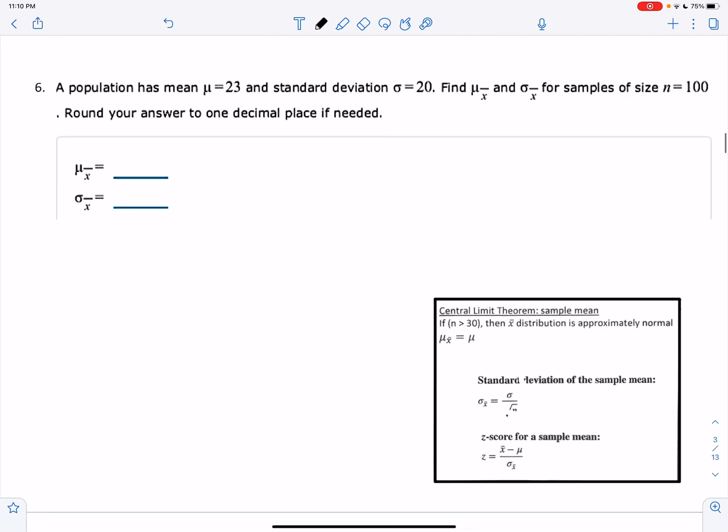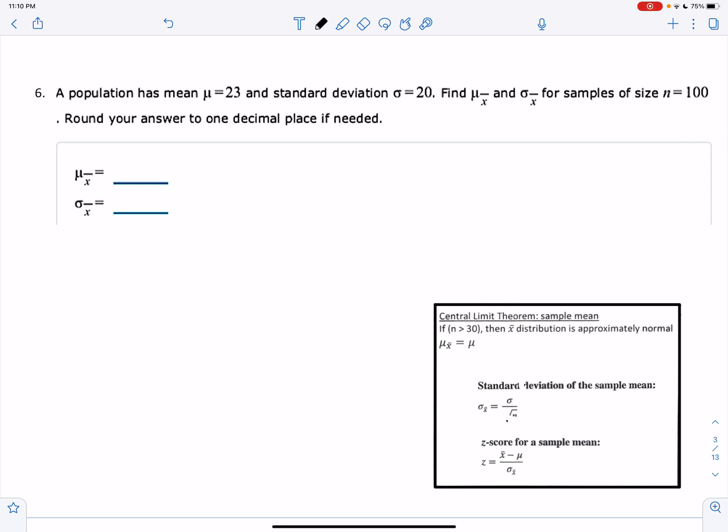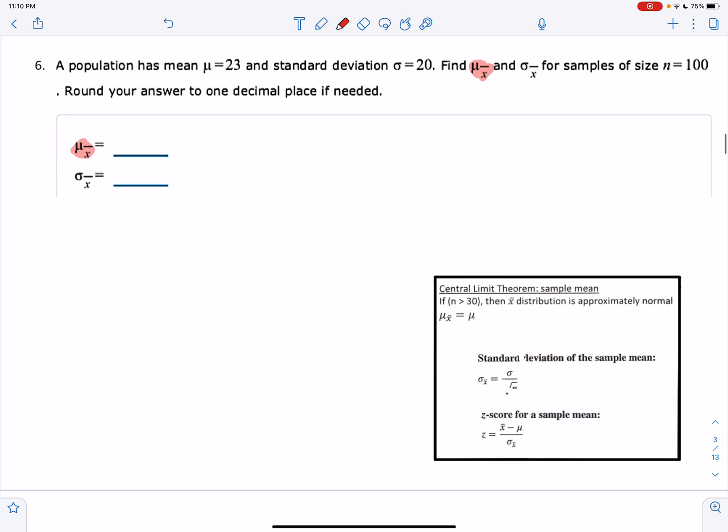Let's take a look at number 6. It says a population has a mu, or a mean, of 23 and a standard deviation of 20. Let's find the mean of the x bars. So that's the mean of the sample means. If we look at our notes, we've got this central limit theorem. Central limit theorem says if our sample size is bigger than 30, and it is, sample size is 100, then these characteristics follow. These things are true.